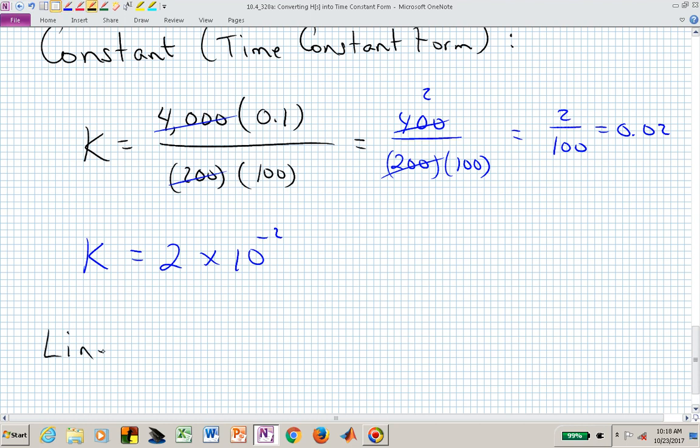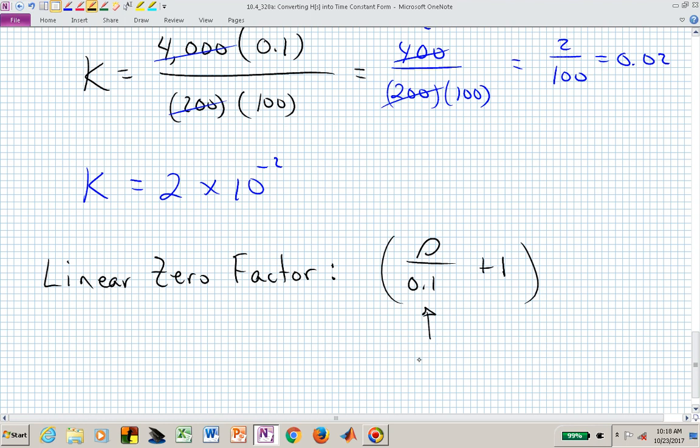We also have our other factors. We have a zero factor associated with a real zero, so it's linear. That's now s over 0.1 plus 1, where the 0.1 is explicitly identified in this denominator. So now what value of s will cause that to vanish? Well, if s is equal to minus 0.1, that factor will vanish. So we have a zero at s equal minus 0.1.